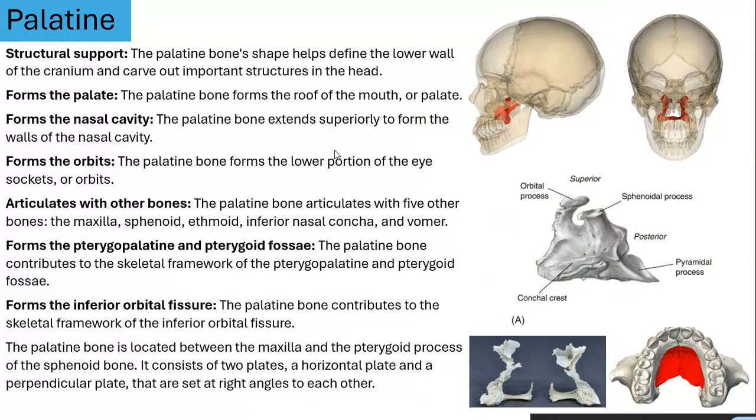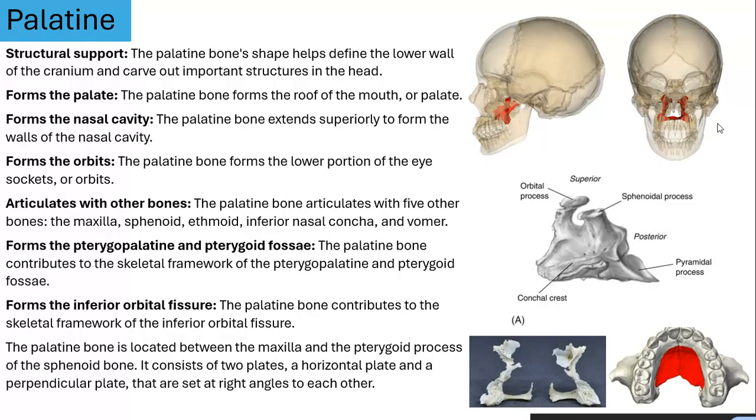Palatine bone. Alright, so this is a palatine bone. A pair of palatines. Two palatine bones coming together, and this is the pair of palatine bones. Right? So this is the palatine bone. Kind of looks like a drone flying, right? The palatine bone's shape helps define the lower wall of the cranium and carve out important structures in the head.